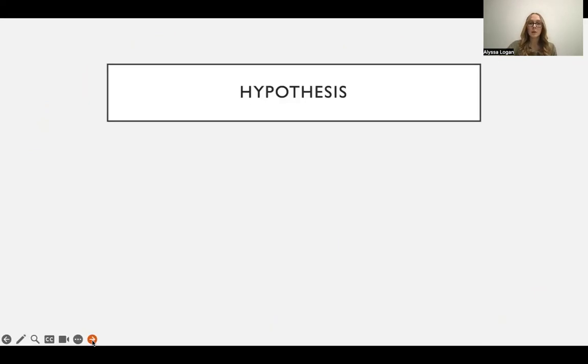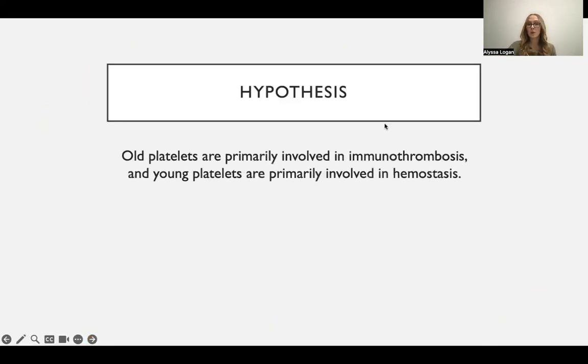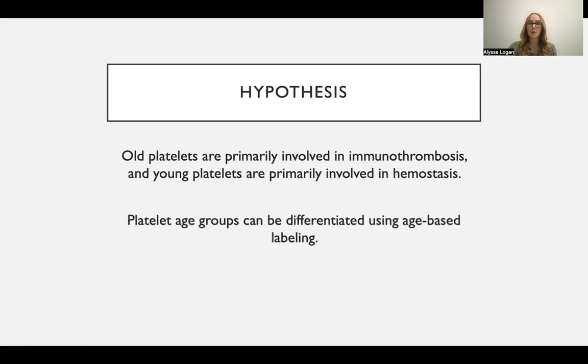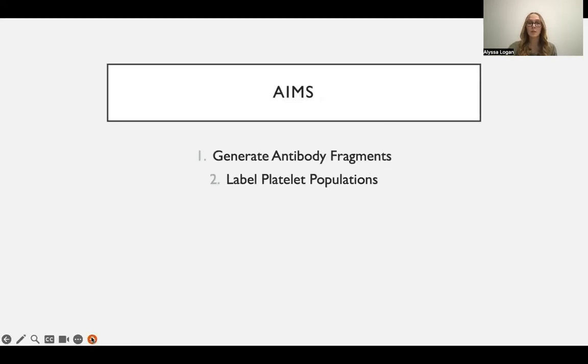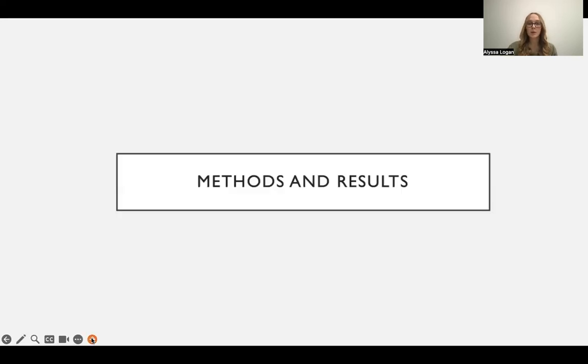So that leads to my hypothesis that old platelets are primarily involved in immunothrombosis and young in hemostasis. And I predict that we can visualize this using age-based labeling. The two aims I've accomplished thus far are the generation of antibody fragments and the labeling of platelet populations. So here are my methods and results.